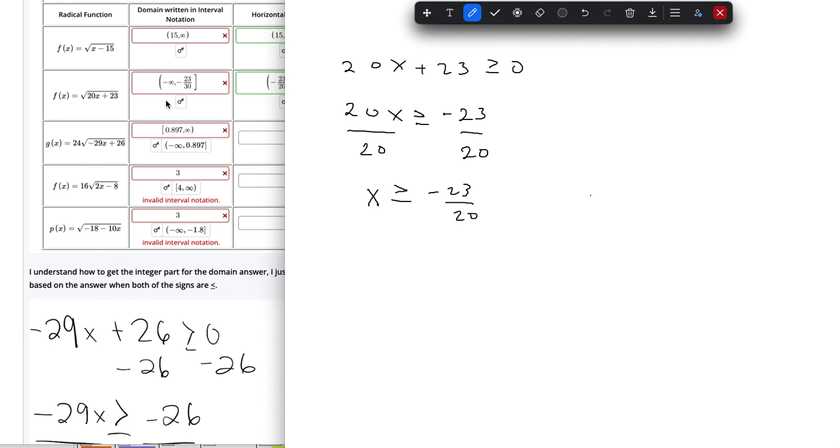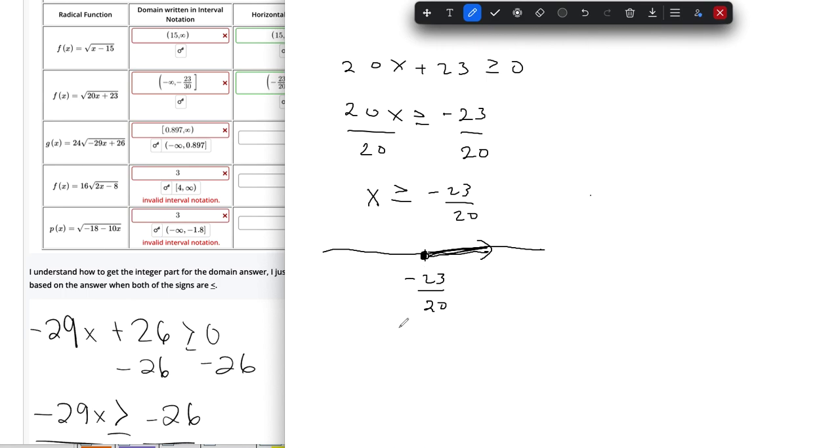For me, what helped when I'm working this out, even if I don't draw the graph, is picturing the graph in my head. So if that was my graph and this was negative 23/20, I would use a solid endpoint along with a bracket when I go to write the interval notation because of that equal sign right there. And this reads x is greater than or equal to negative 23/20. So if the x's are bigger than this number, they're going to be on this side of that endpoint, because that's where the bigger numbers are.